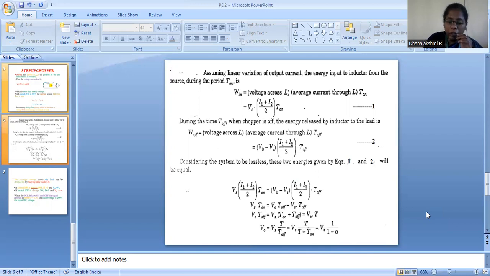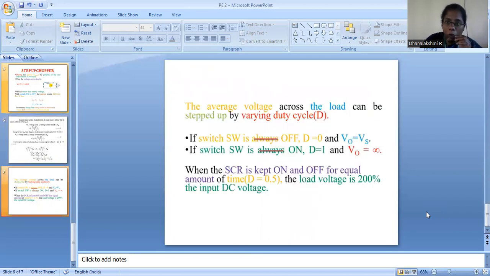So when we choose some value of alpha, you can see that the output voltage will always be greater than the input voltage. In short, we can summarize that the average voltage of the load will always be stepped up by varying alpha. If I take alpha to be 0.5, 1 by 1 minus 0.5 is 1 by 0.5, which is nothing but 2 times the input voltage.